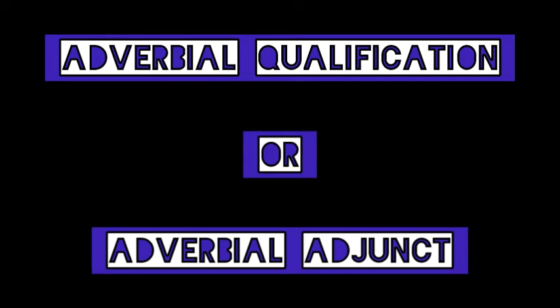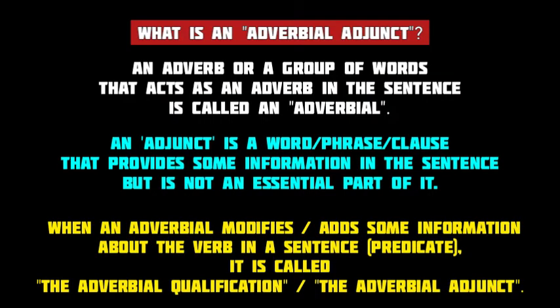Today's topic is the adverbial qualification or adverbial adjunct to the predicate. As you know, an adverb or a group of words that does the work of an adverb in the sentence is called an adverbial. But what is an adjunct in grammar? Well, an adjunct is a word, phrase or clause that gives some additional information in a sentence. But remember, an adjunct is not an essential part of the sentence. In short, an adverbial adjunct does the work of an adverb.